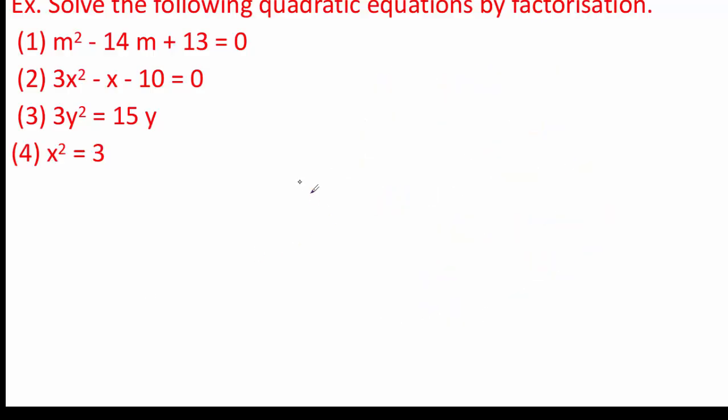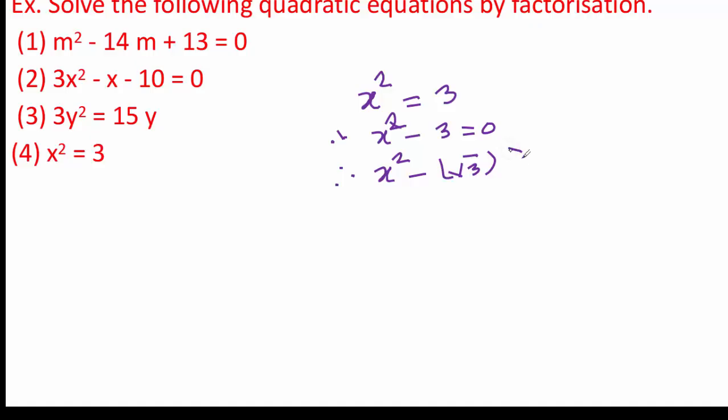Fourth equation is x square equal to 3. Here also the middle term is absent. Therefore, how shall I factorize this? x square equal to 3 can be written as x square minus 3 equal to 0. 3 is transferred to the left hand side. Now, this can be written as x square minus root 3 square equal to 0.